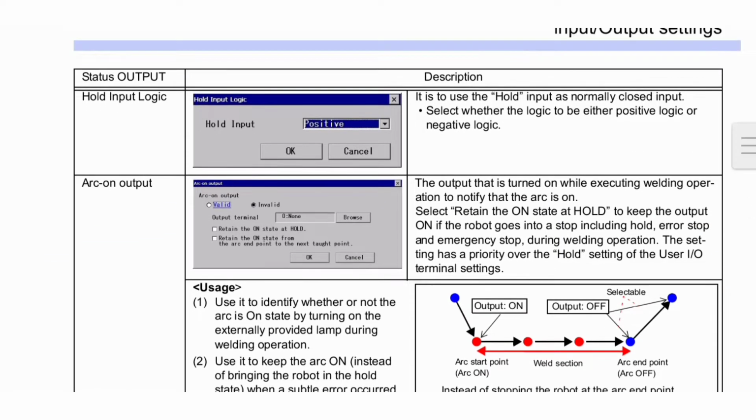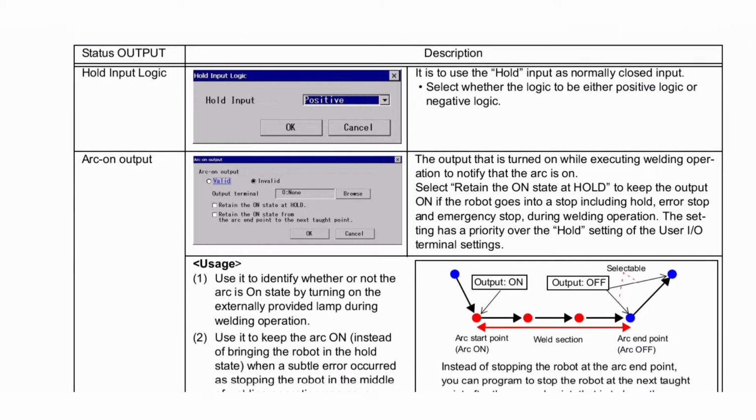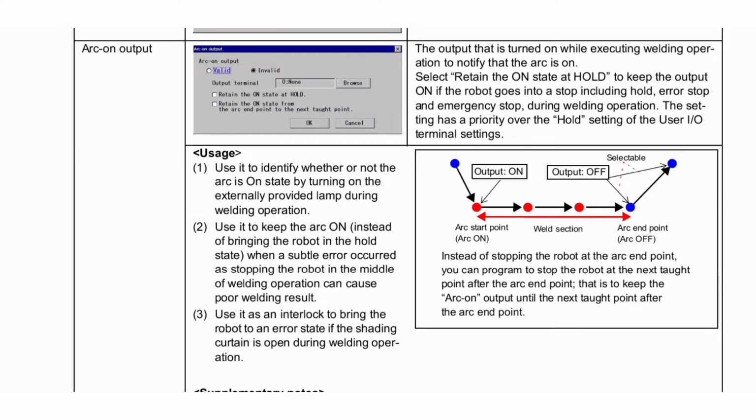Another one is hold input logic. Its image is given here. It is to use the hold input as normally closed input. Select whether the logic is to be either positive logic or negative logic. Next, arc on output, and its image is also given here.